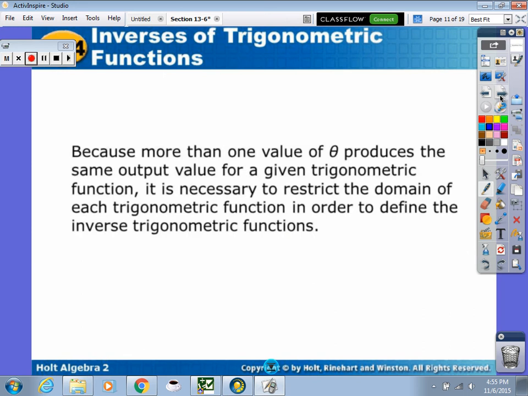Because we do have more than one value, or more than one theta that produces the same output value, we often find ourselves in a scenario where we may want to restrict it so that we only get one answer, and then we actually do have a function. We'll see later on as we work through our Algebra 2 that we're going to do this as well with our square root function. And so we're going to restrict our domain here so that we only have a single result that comes out.